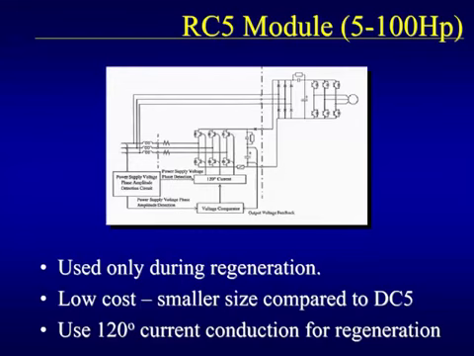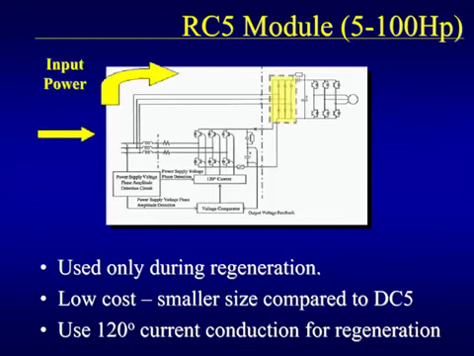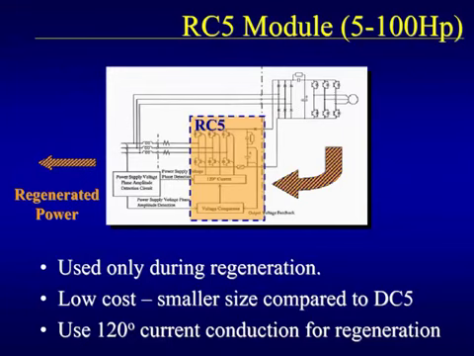The RC5 is connected to both the input power lines and the DC bus of the drive. During normal operation, input power is routed around the RC5 and through the drive's normal converter section. However, as regeneration occurs, the additional power on the DC bus is routed through the RC5 and back onto the power lines. Because the RC5 is not a complete replacement of the drive's converter section, it is a smaller package than what is seen on the next module, the DC5.